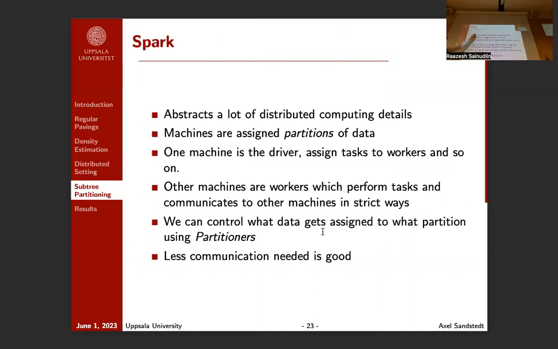There's an implementation of this in Spark, and Spark is a distributed computing engine that abstracts away a lot of distributed computing details. The idea is that we have a data set which resides on several machines. The data set resides in a set of partitions, where every partition resides on some specific machine, and one machine can always have several partitions of data. One machine is assigned to be the driver, which creates tasks for workers, and the workers execute those tasks.